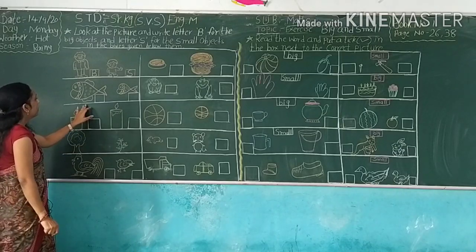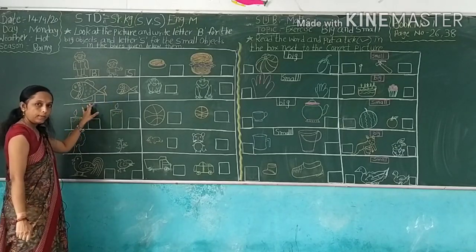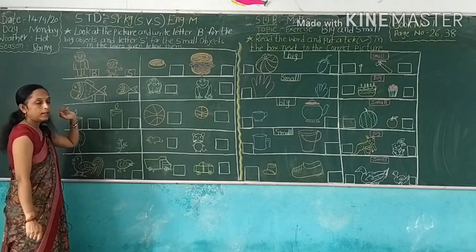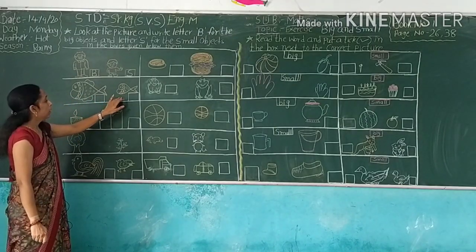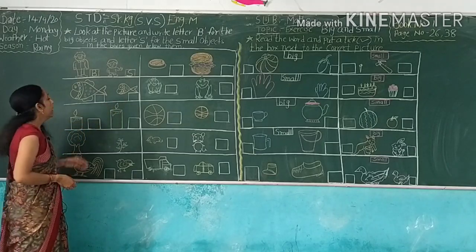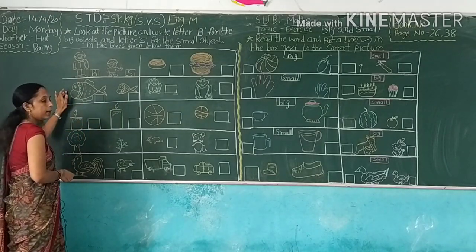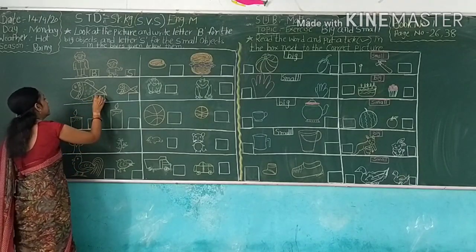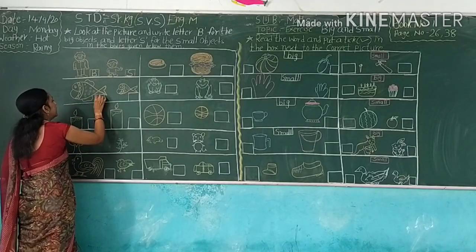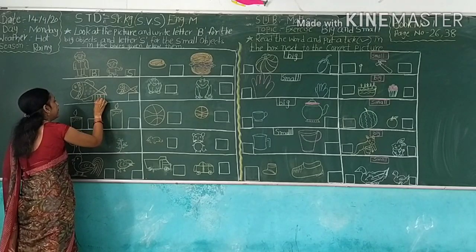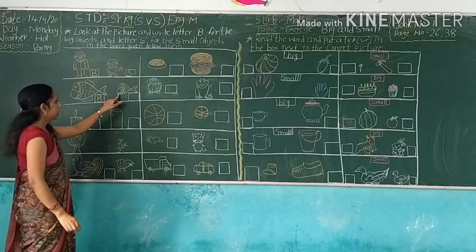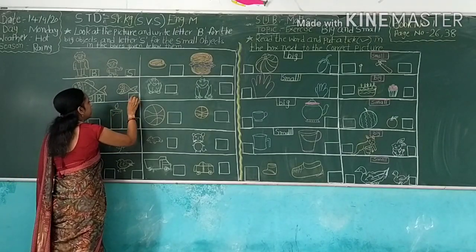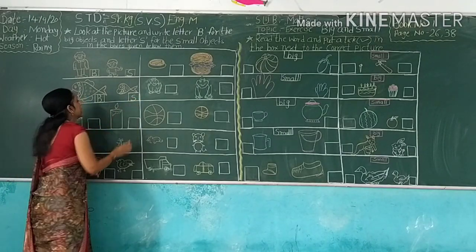Second. What are these? These are fish. How many fish? 1, 2. Which fish is big? This? No. This fish is small and this fish is big. So here we write B. B for big. This fish is big and this is small. So here we write S.